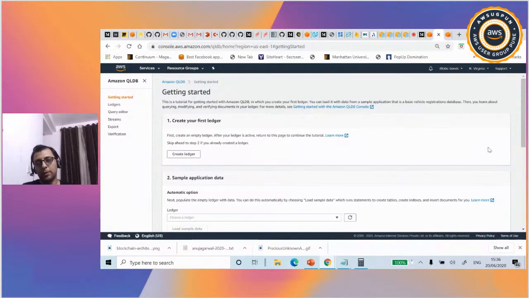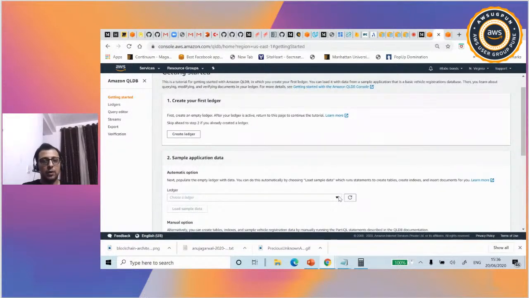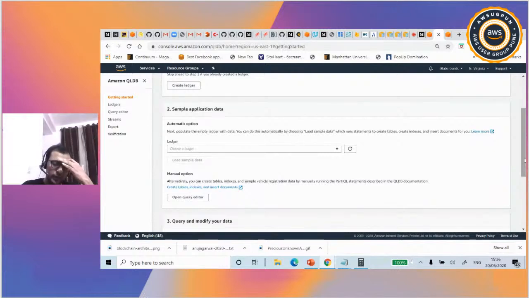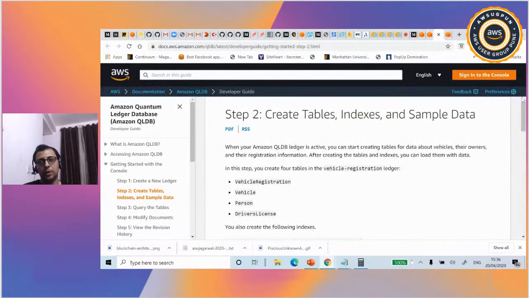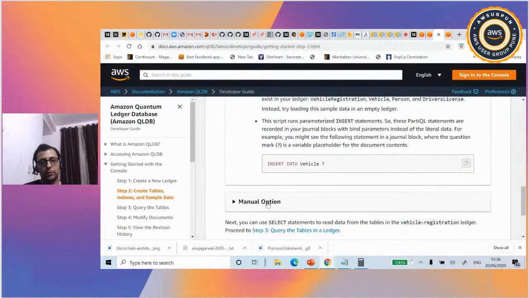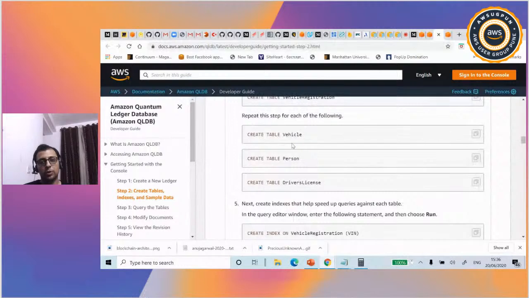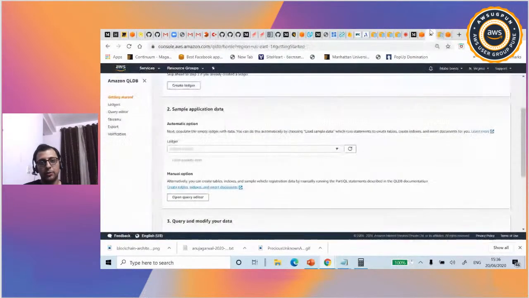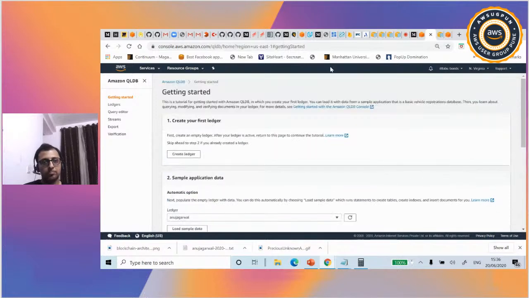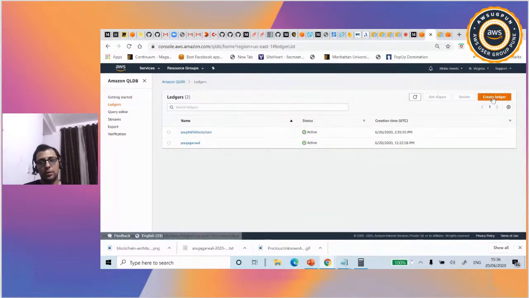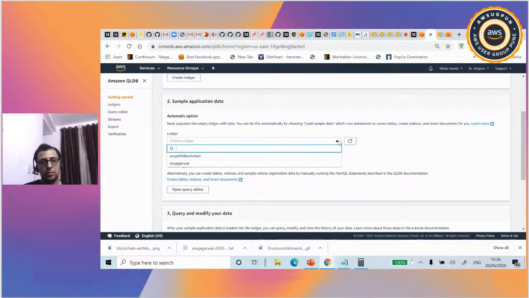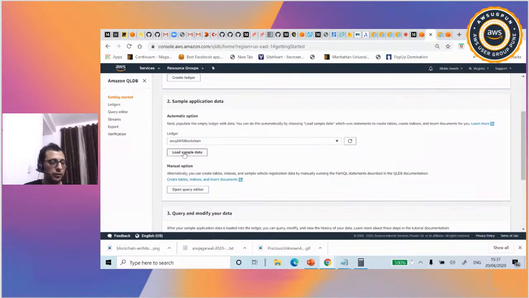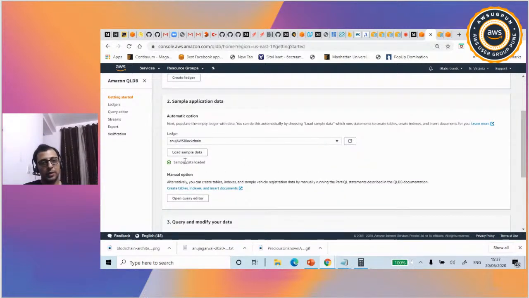Now, maybe for everyone who wants to run it, the ledger is created. For demo purposes, I have a different database where my queries are, and you can create your tables in the same form by running table commands, but for this demo I will load the sample data. Now it's active. So now I just load the sample data, and this is what everyone can do. I'm loading the sample data. Now the sample data is loaded.